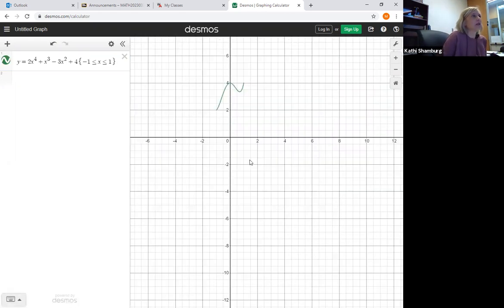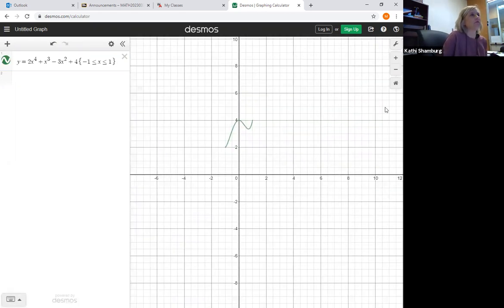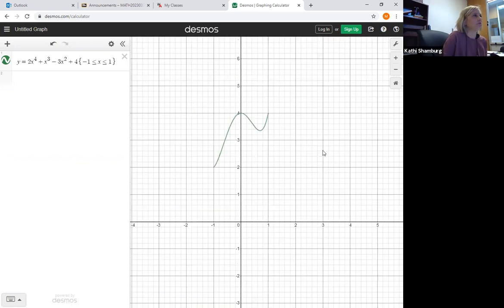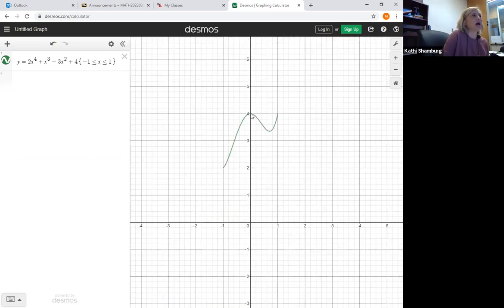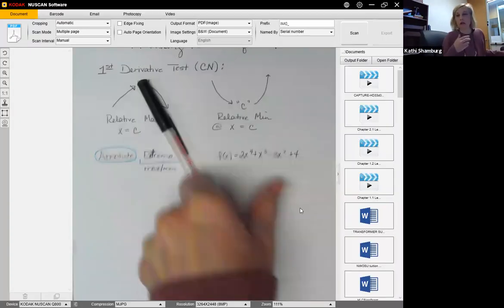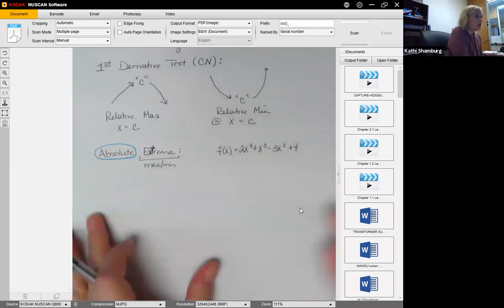So now when I look at this graph, what is my highest part of my graph? Well, it would be here and also here at this endpoint. The minimum would be right here, which happens to be an endpoint. So that is one place where absolute is different, because now we are considering the endpoints as well.